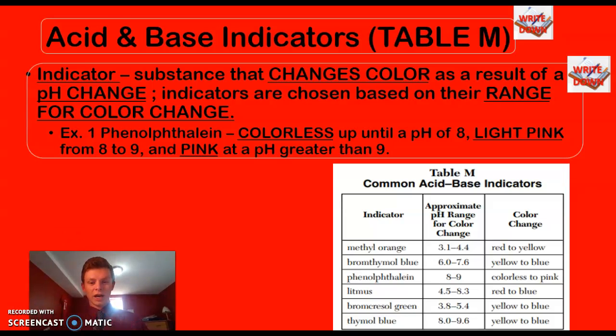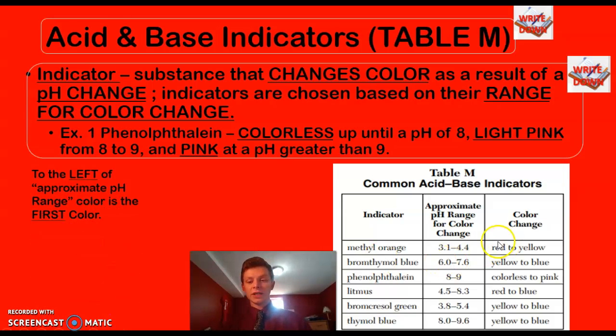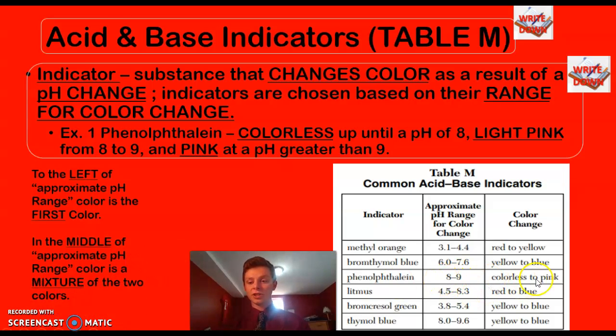To the left of the approximate pH range for color change, the color will be the first color in the chart. We're talking phenolphthalein for right now. For phenolphthalein, the approximate pH range for color change is 8 to 9. So up until a pH of 8, phenolphthalein will be colorless. But once you hit between that 8 to 9 range, you'll get a mixture of the two colors you see here. For phenolphthalein specifically, it's colorless and pink, so you'll see a very light pink.